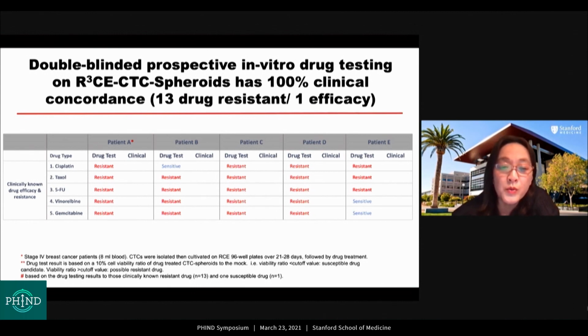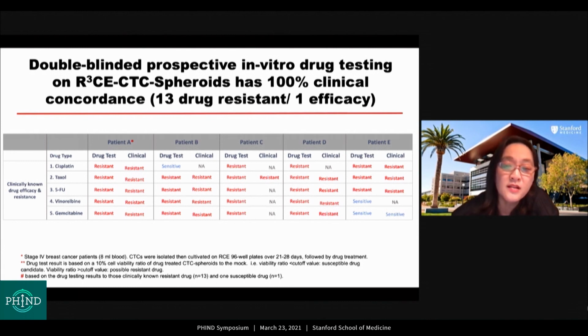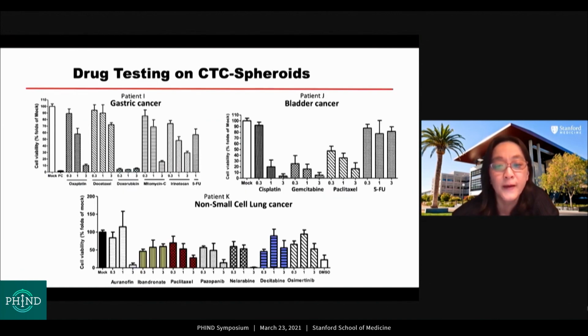Here we show that even though this study was cut short because of the pandemic, with this limited set of data, the clinical concordance is actually 100%. And this is some continuing study in gastric, bladder, and also non-small cell lung cancer.